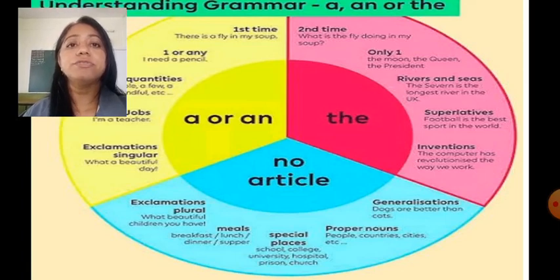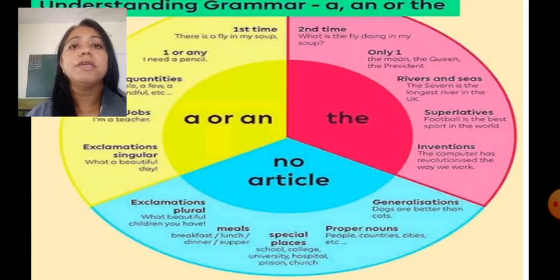The is used when we are mentioning the noun a second time, that is what is the flag doing in Mysore. The is used when there is only one of a kind, that is the moon, the stars, etc. The is used before rivers and seas, and before superlative sentences. The is used before names of inventions.